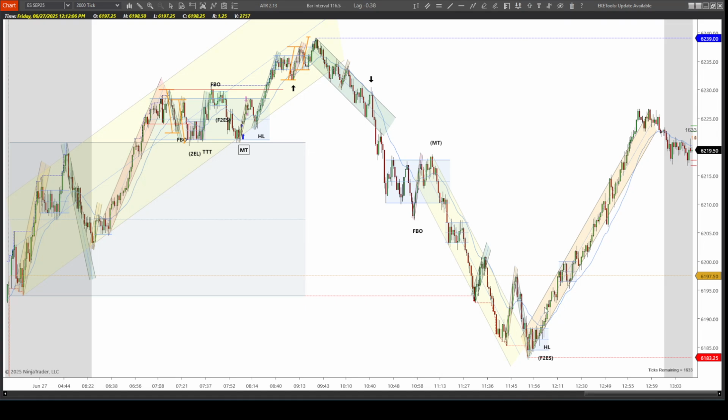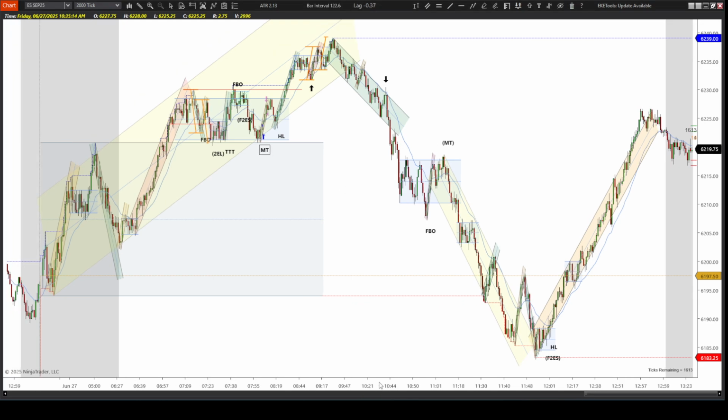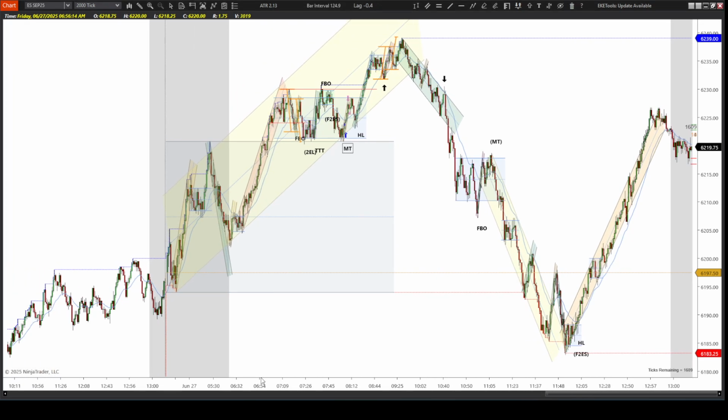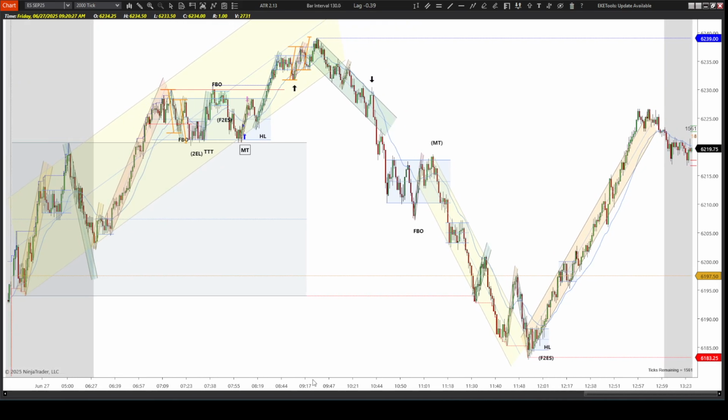June 27, 2025. This is the S&P 500 E-Futures Mini on the 2000 tick chart using NinjaTrader 8. Here's what the chart looked like today. Continuing from yesterday, there was kind of a continuation, a rally up in a few legs.